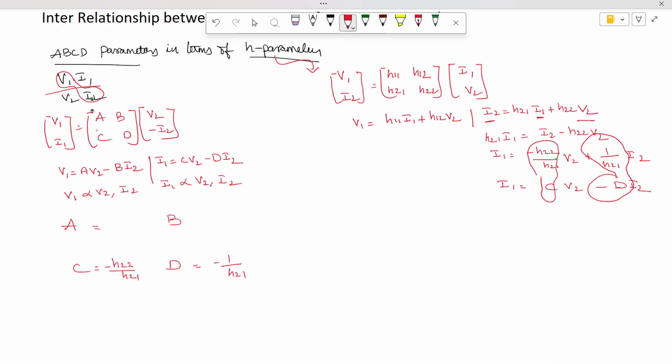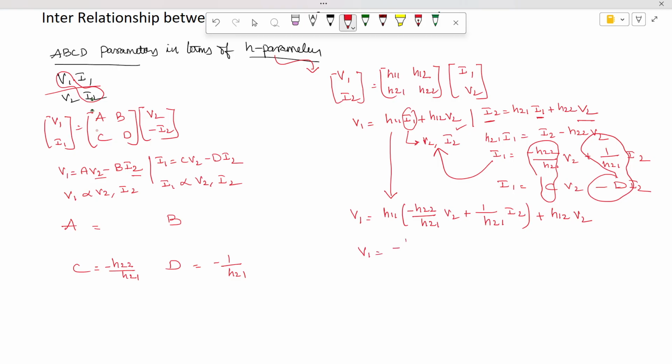So now here also we require V1 in terms of V2 and I2. This I1 is not there, so we have to express it in terms of V2 and I2. The equation in terms of V2 and I2 is the I1 equation. Use this in this equation. Therefore, the resultant value of V1 is equal to H11 I1, where I1 is minus H22 divided by H21 V2 plus 1 by H21 into I2, the value of I1 in terms of V2 and I2, plus H12 V2. We want to express it in terms of V2 and I2, so the first term should be the V2 term. First we expand, then we will take it common. So minus H11 H22 divided by H21 V2 plus H11 divided by H21 into I2 plus H12 V2.